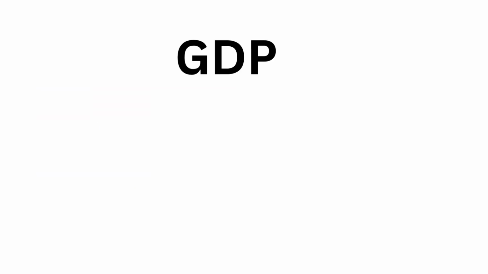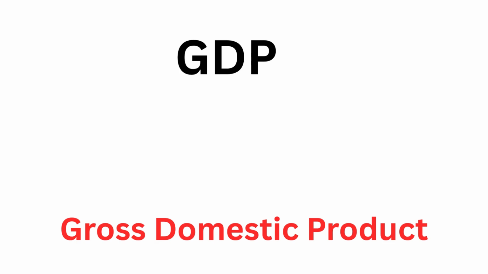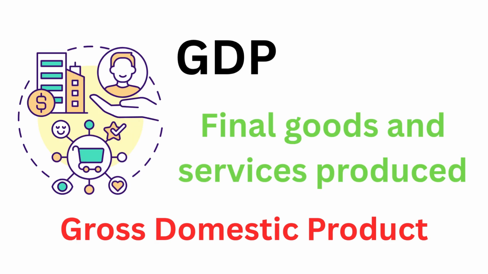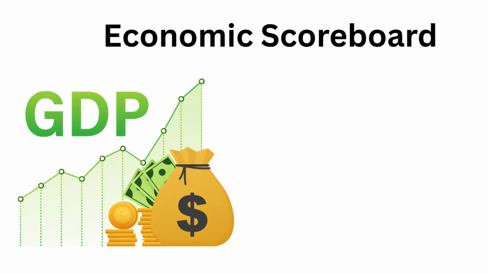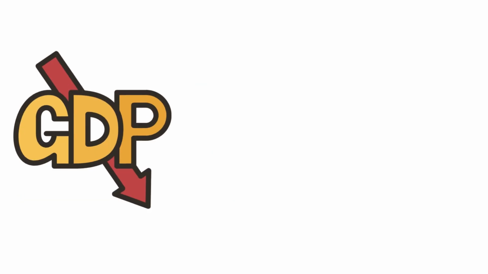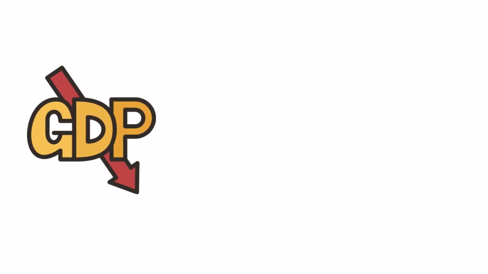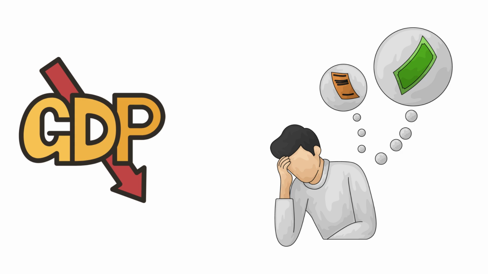Let's start with the basics. GDP stands for Gross Domestic Product. It's the total value in money terms of all final goods and services produced within a country's borders in a given time period. Think of it as a giant economic scoreboard. If the GDP is high and growing, the economy is generally doing well. If it's shrinking, it could mean trouble, like rising unemployment or a recession.